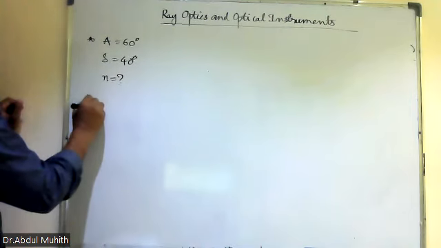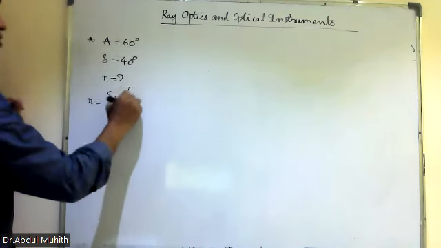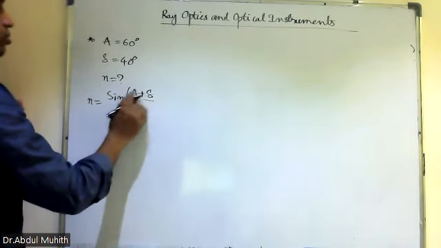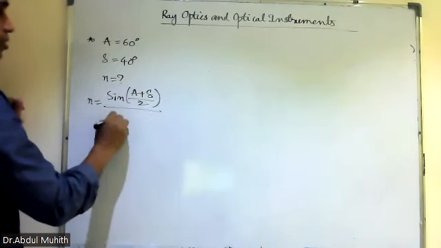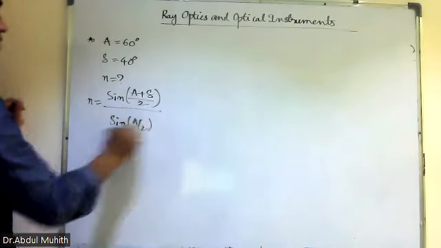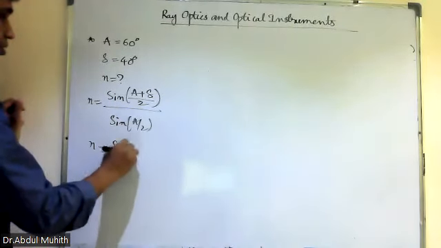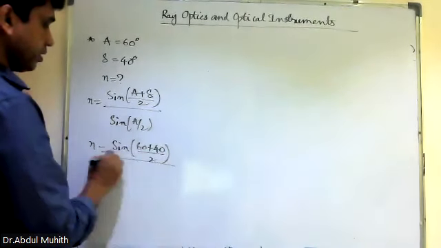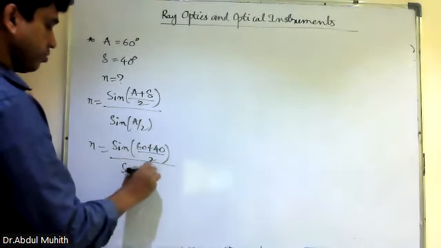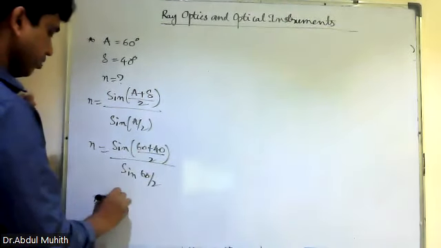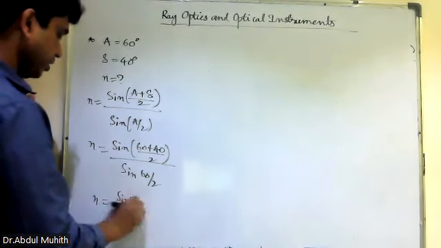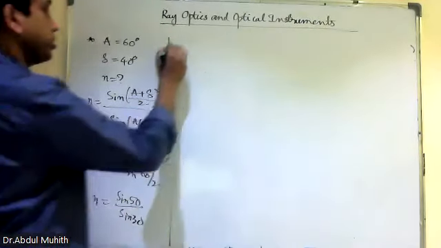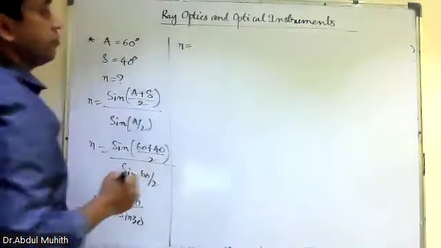We have the formula n is equal to, and we can add mu also, it's up to you. It is sine of (A plus delta m) by 2 divided by sine of A by 2. So here n is equal to sine of (60 plus 40) divided by 2, divided by sine of 60 divided by 2. So that is n is equal to sine 50 divided by sine 30. Okay. So then what will happen now?